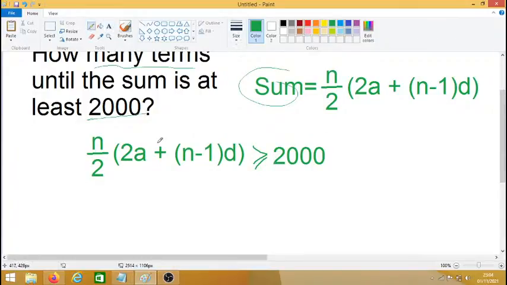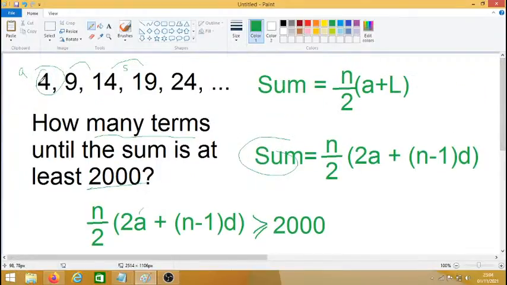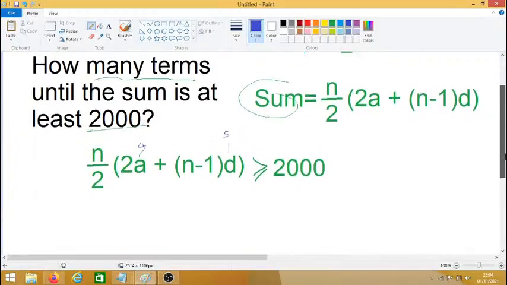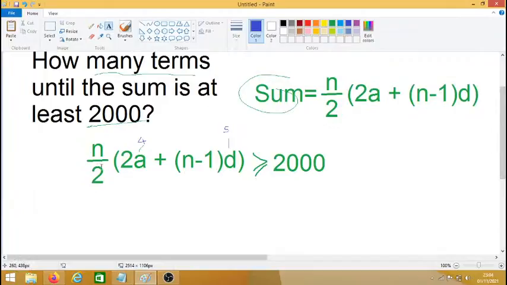Let's put in the numbers we know. We know a is 4 from here. So we know a is 4. We don't know what n is. We know what d is. d is 5. And that's enough. That means that it's only n that we don't know. So let's write that down.